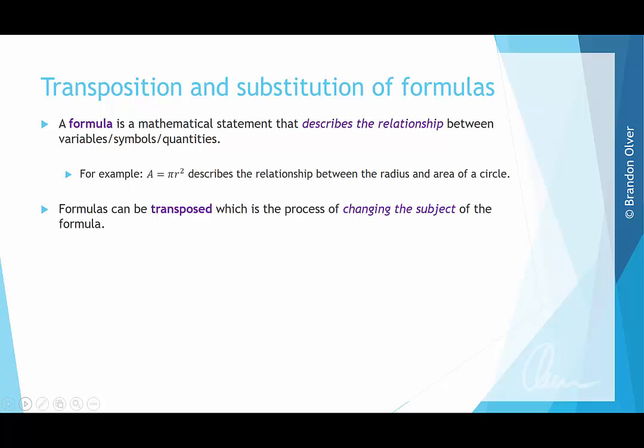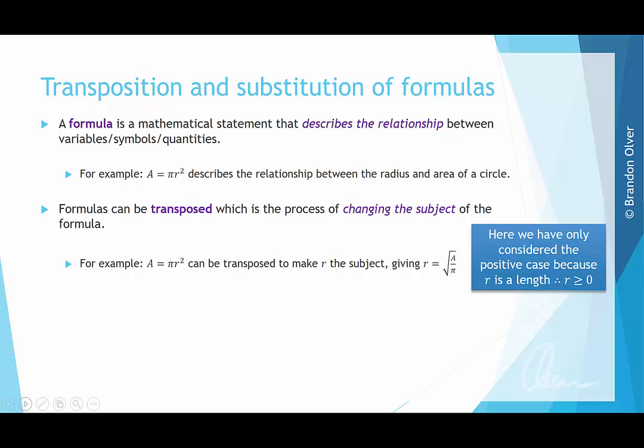Formulas can be transposed, which is the process of changing the subject of the formula. So instead of having A equals, we can transpose it to have R equals. So if we do that for the formula above, R is going to equal the square root of A divided by pi. Here we only consider the positive case. Because R is a length, we need R to be greater than or equal to 0. So that's why there's only the positive case considered here.